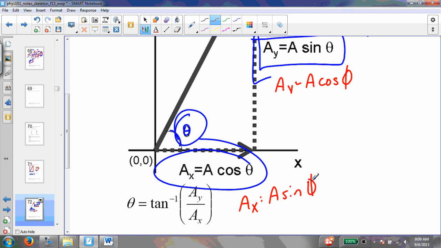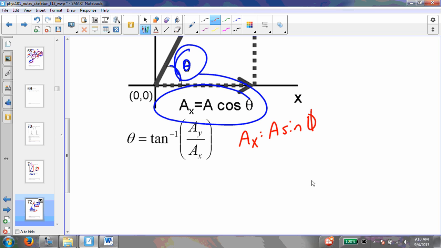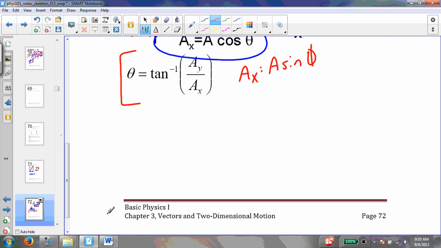Usually it won't matter because usually our angle will be measured from the x-axis, but you just need to be aware that you don't blindly use cosine for the x component and sine for the y component, that you understand that it depends upon where the angle is measured from. Just like we did before with trig, we can find the angle theta using the inverse tan function.